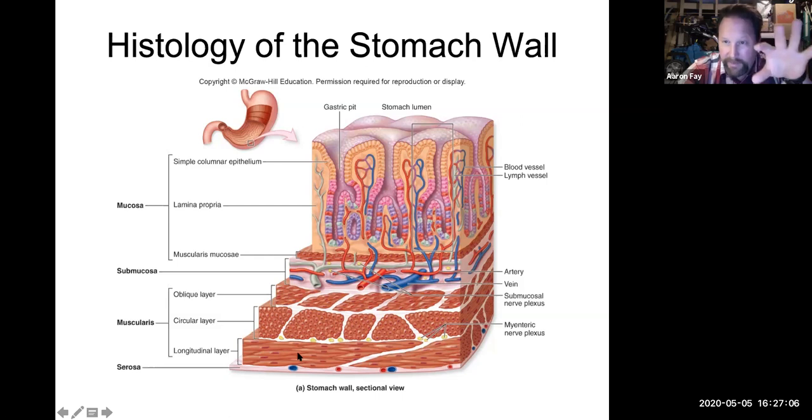So I should be able to give you a model or a picture of the stomach and have this histology totally unlabeled. And I'll ask you, what organ is this? And you should be able to tell me, because you can see 1, 2, 3 layers of smooth muscle. Only organ that has that is the stomach.